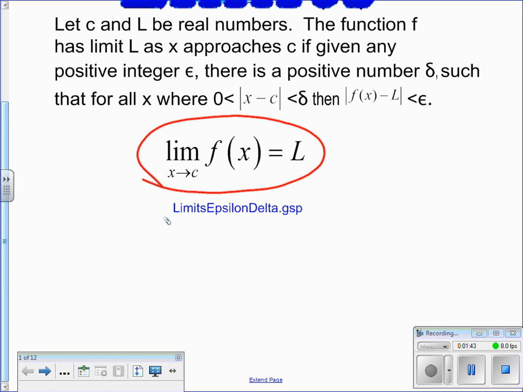So I have a function, and I put in values of x that get closer and closer to a particular number. What does y go towards? This is a y value corresponding with, as my x is closer to a particular value, what y value do I approach?